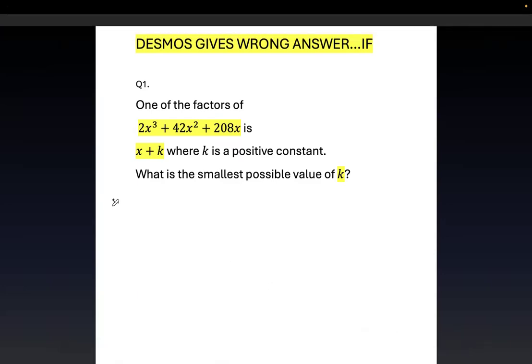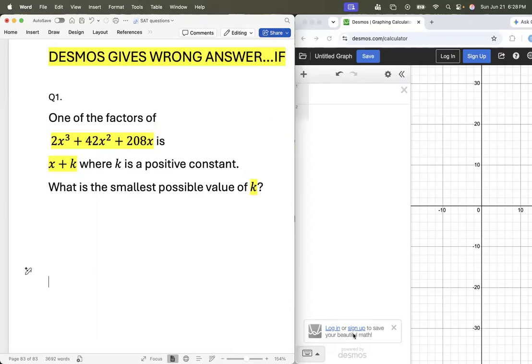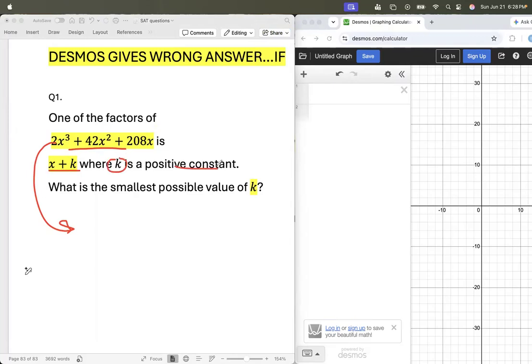I'm going to show you how to use Desmos to do this factorization first, and then we'll do the algebra. Before you use Desmos, you need to simplify this a little bit. So this is the equation. They said one of the factors for this polynomial is x plus k, k is a positive constant. What is the smallest possible value of k? I don't encourage you to put this in Desmos right away. Try to simplify it. I can see that there's a way of simplifying, if you can see something.